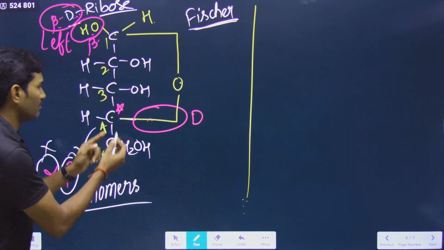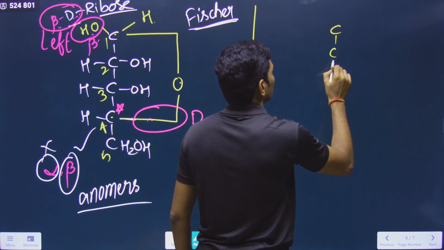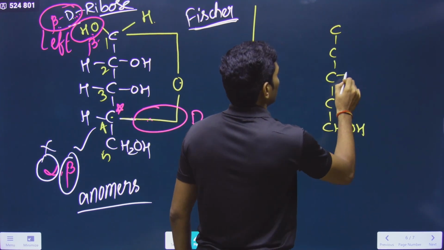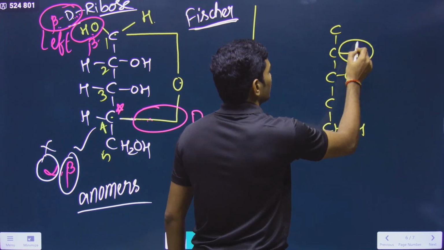And here, what we made, we were trying to make it as a ring structure. Try to do the same thing. See, 1, 2, 3, 4, 5. This is the CH2OH and this is the OH. And here instead of OH, H will be there. This is important for us.